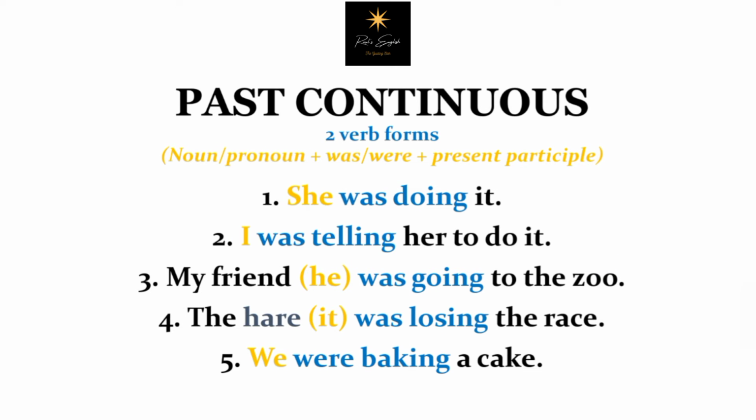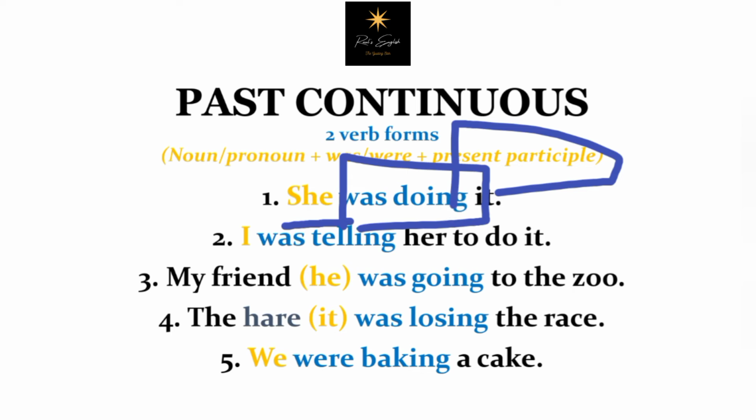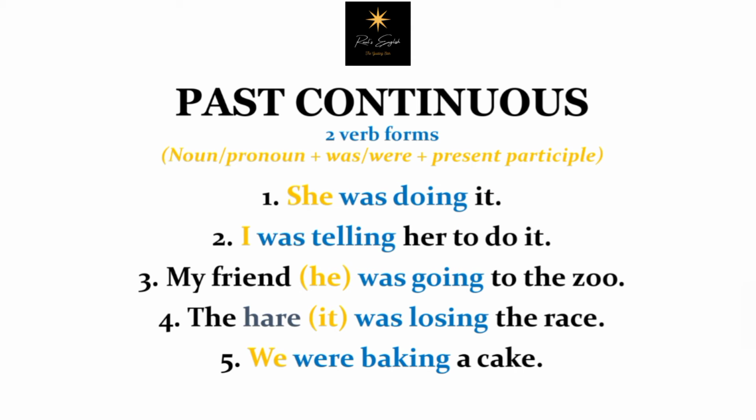Now we go into past continuous or past progressive. It has two verb forms. The noun or the pronoun plus was or were and the present participle. Okay, she was doing it. Was and doing. Present participle of do is doing. I was telling her to do it. I was telling her. Past continuous. My friend was going to the zoo, or he was going to the zoo, or she was going to the zoo, whatever you want. The hare was losing the race. It was losing the race.